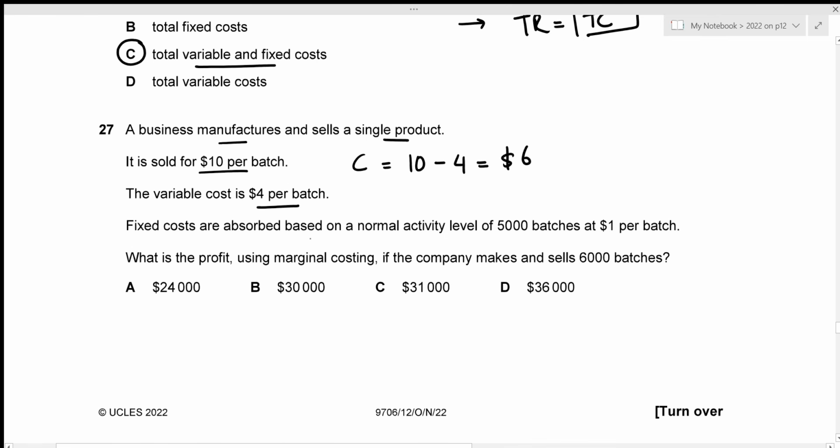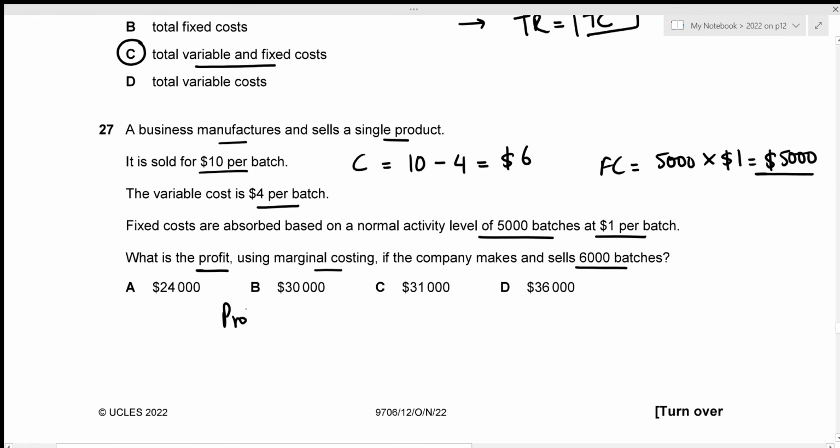Then the fixed costs are absorbed based on a normal activity level of 5,000 batches at 1 per batch. So our total fixed cost is going to be the number of batches, which is 5,000, times the fixed cost per batch, which is 1. This results in the fixed cost to be 5,000. And remember that this fixed cost is not to be changed with the change in level of production or the number of batches in this case. Now we need to figure out the profit using marginal costing if the company makes and sells 6,000 batches.